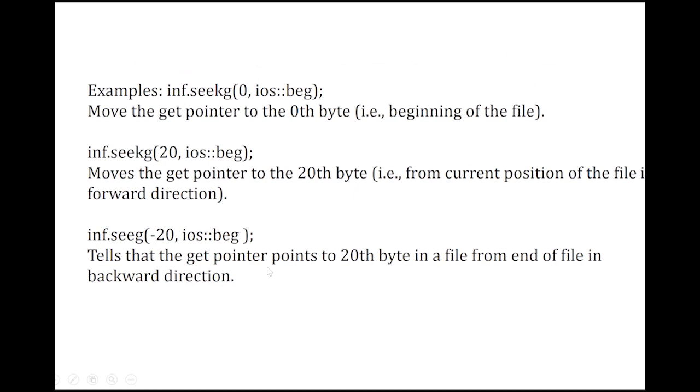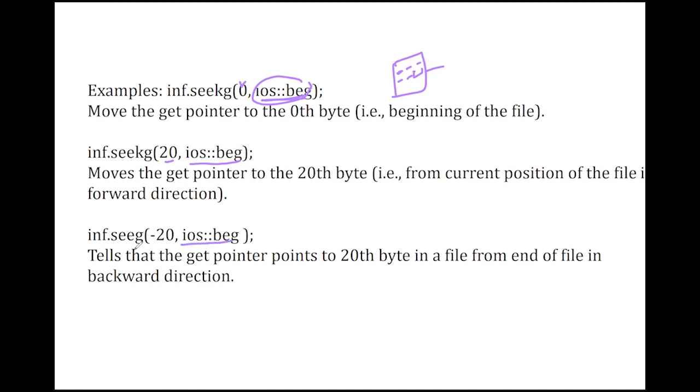Let us see some examples. See the example here, ios::beg with 0, which is nothing but start from the beginning, 0th byte, the very beginning of the file. Since it is mentioned 0 and beginning, both point to the very first position. If you see here, ios::beg with 20, it means from the beginning I will count 20 bytes, and from the 20th byte I'll start reading the file.